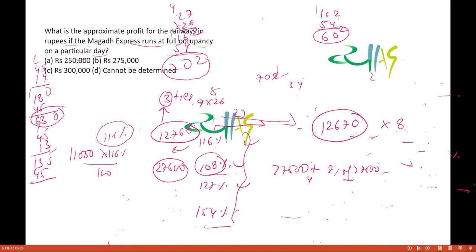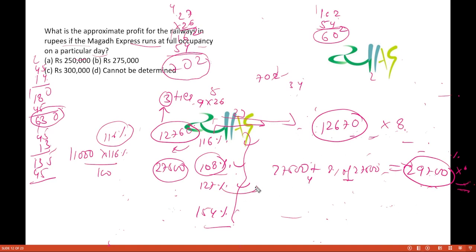Okay, so this will be approximately how much? 27500 into, so this will come to be 29700. Okay, 29700. Then you have to multiply by the number of bogies.